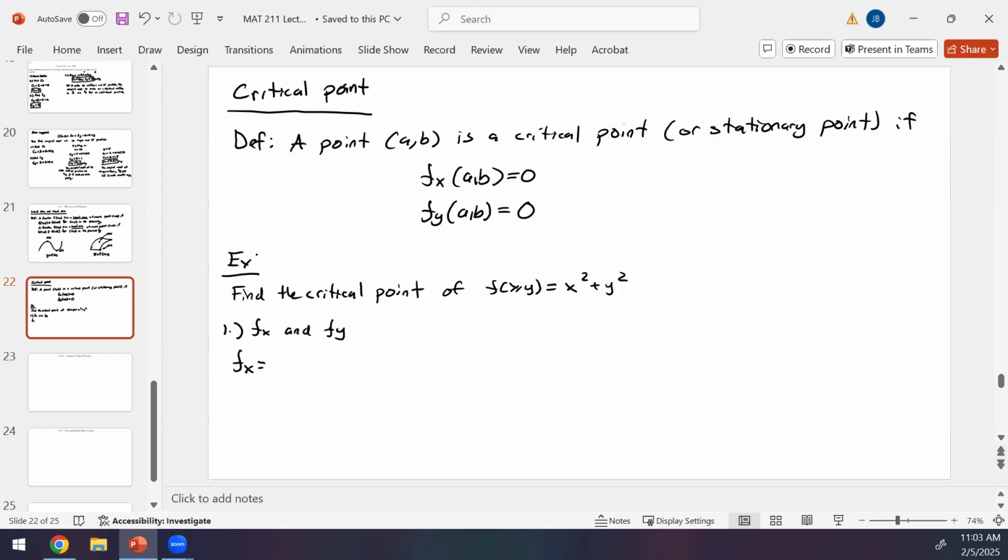So f_x, looking at our function, is going to be 2x, and then y squared has no x term, so it's still 0. And then f_y is going to be, x squared has no y, so it becomes 0, and then y squared becomes 2y. So we have our partial derivatives. Step 2 is set both equal to 0.